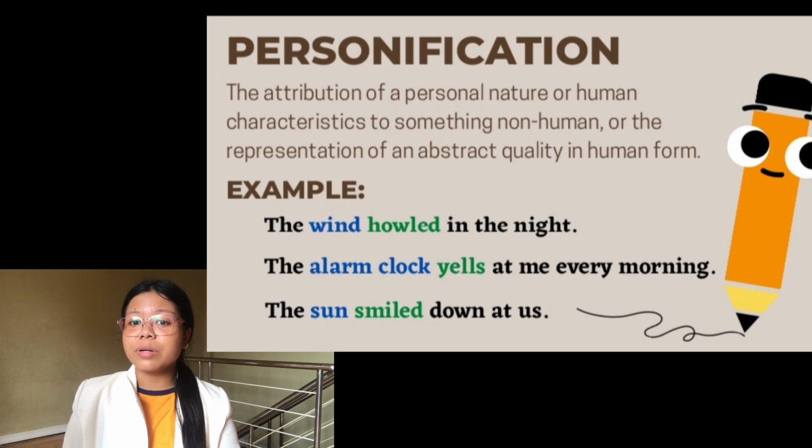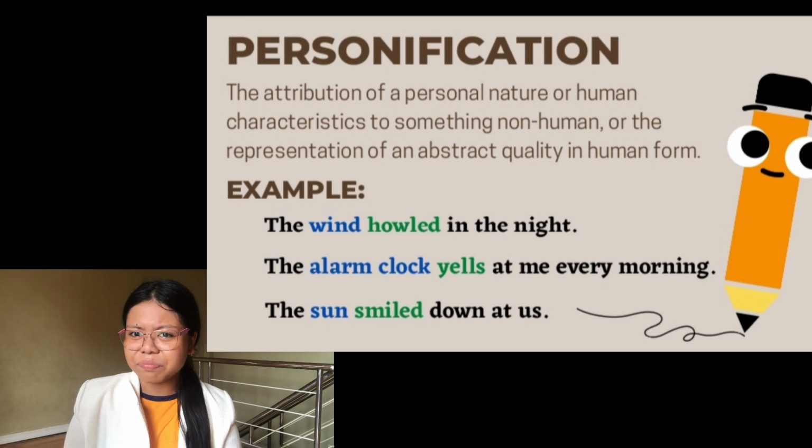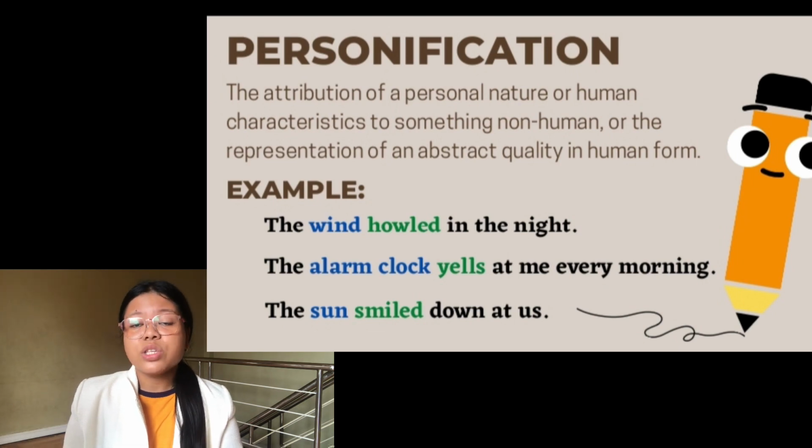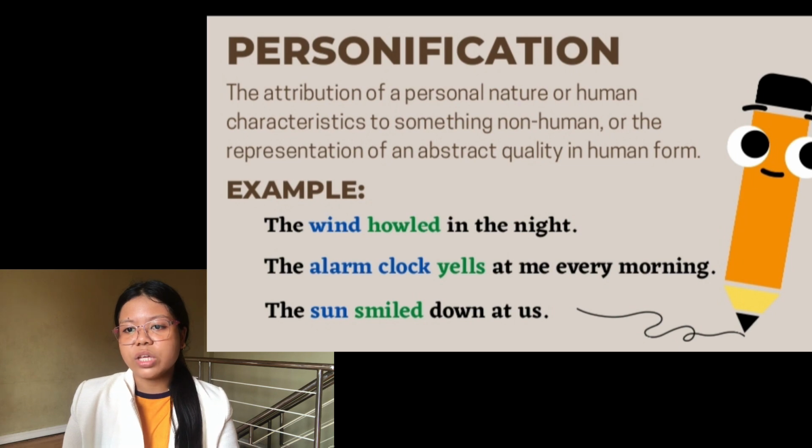The word alarm clock in the sentence was used with the human trait which is to yell, but alarm clock cannot yell, but humans can. So, we personify the alarm clock by giving it the human ability to yell. In the sentence, the alarm clock was used to give action, which is to wake up Bella.